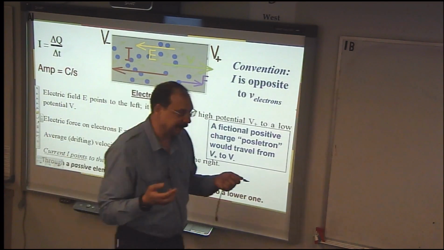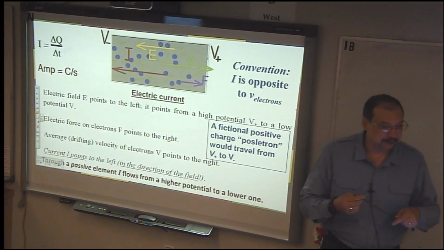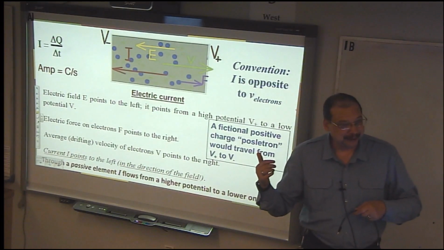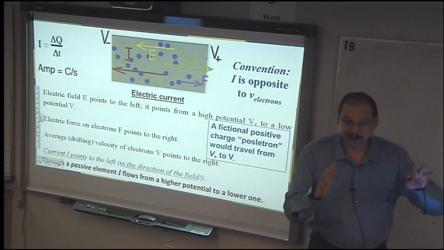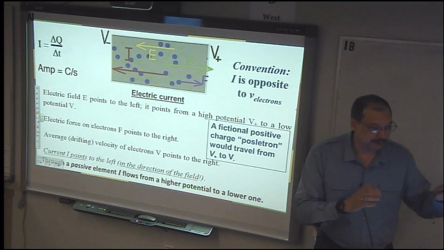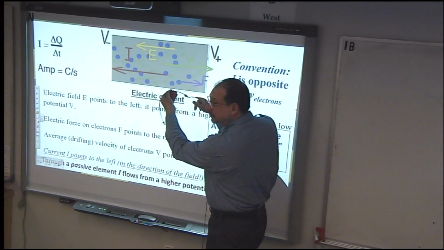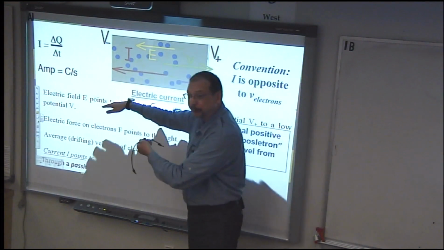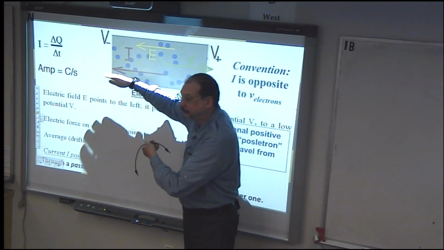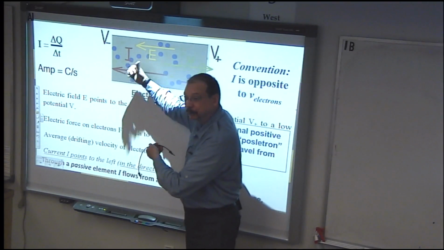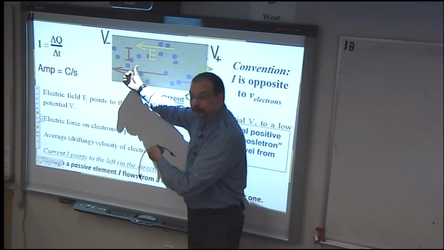just average kinetic energy due to temperature, but also after the electric field is applied to all of them at the same time, they all start drifting, traveling on average in the same direction. So let's say this end has a higher potential, this end has a lower potential. So electric field points from high to low. Electrons are negative. Force acting on each electron points to the right. They should start moving to the right on average.